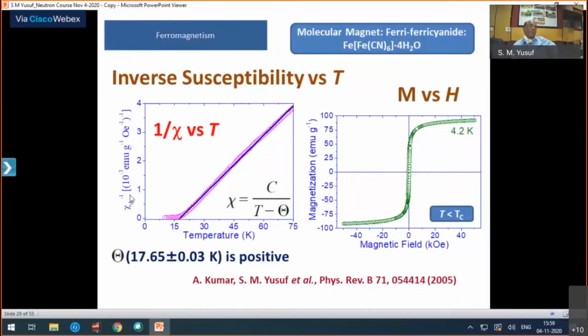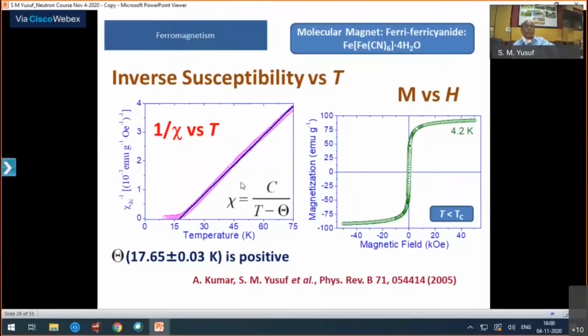If you do susceptibility, plot 1 upon chi versus T, you know the so-called Curie-Weiss law. The reciprocal susceptibility gives a straight line, but this straight line deviates here. That means this is the temperature where T equals theta, where the phase transition is taking place. Below this temperature, susceptibility is not defined; rather, you get this kind of DC magnetization curve.